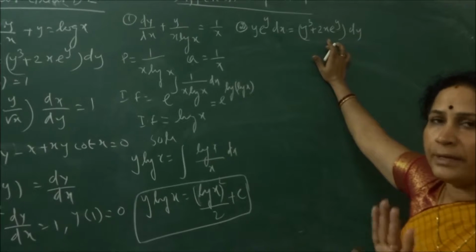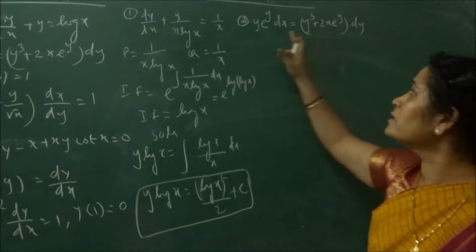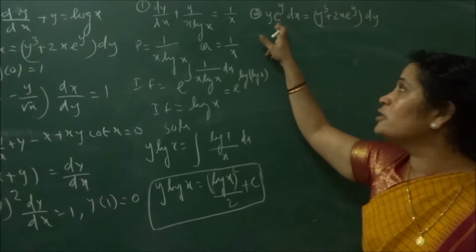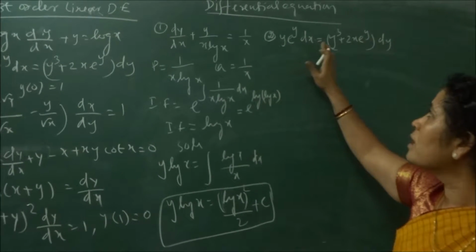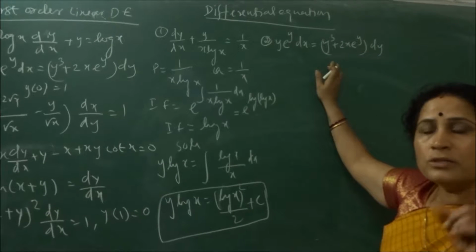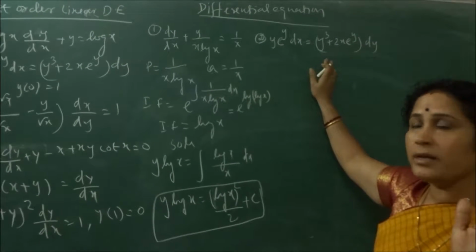You have to identify that it is not at all homogeneous. Why is it not homogeneous? There is an exponential part, no x/y and no y/x. So you cannot do variable separable. So one thing is left, that is the first order linear equation.